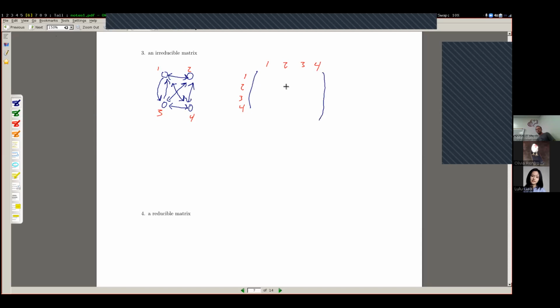Inside of this corresponding matrix, we have an entry at the row I, column J, if there is a link from node I to node J. So in this case, we have links everywhere. So I'm just going to put ones in all of the locations.